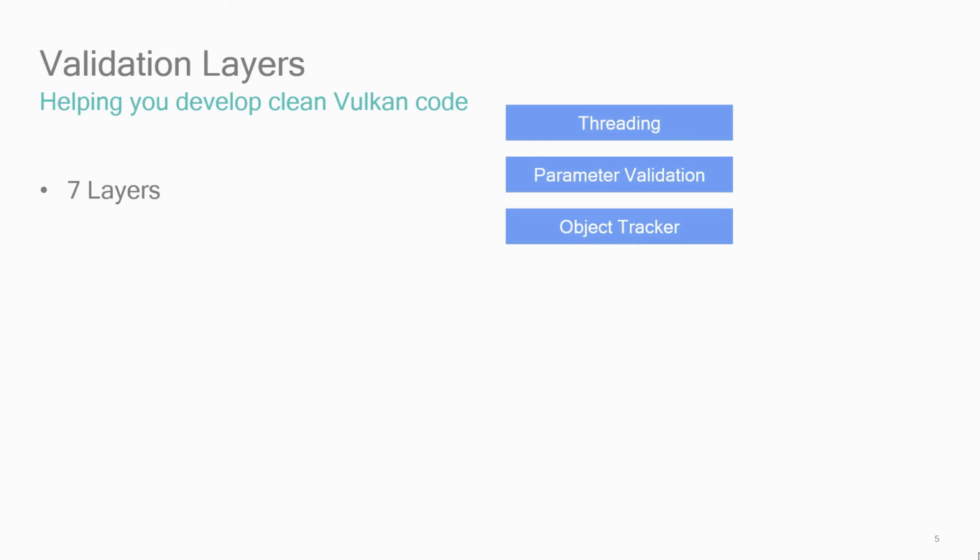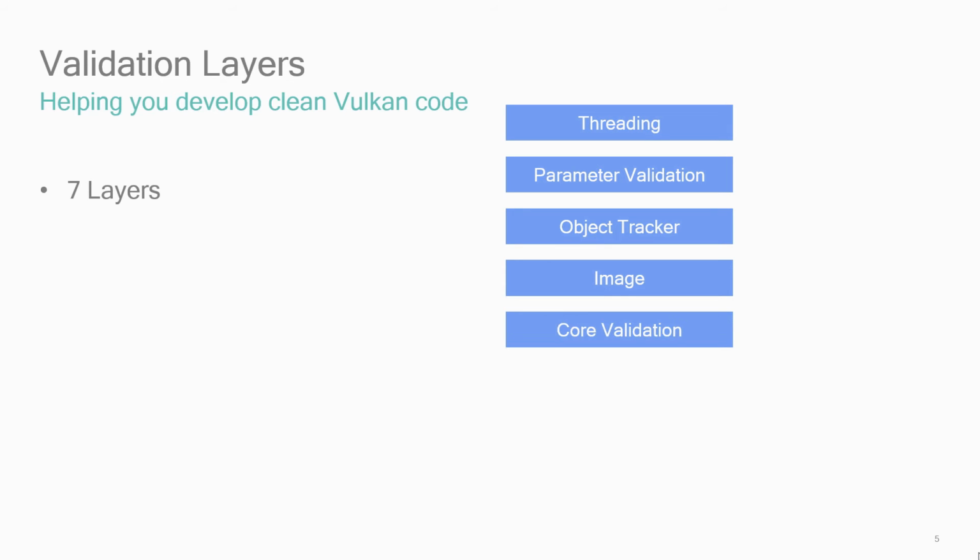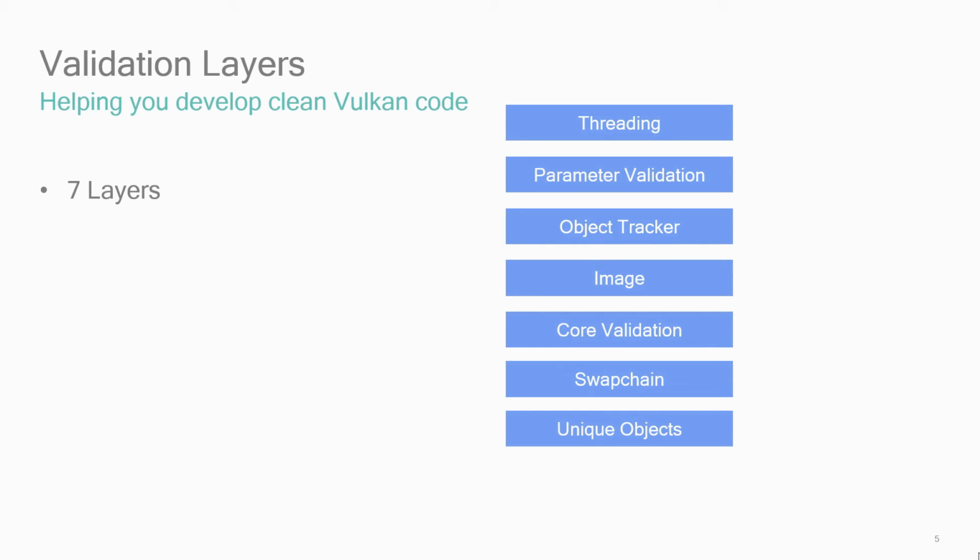Object tracker validates objects for correctness and proper creation and lifetime, useful detecting memory and resource leaks, like trying to access an object after it's been deleted. Image validates items related to the image generation and usage. Core validation. This is the main layer for validation and covers a number of detailed areas, including the draw state, shader checker, memory tracker, device limits. Swap chain validates swap chain related API calls. Unique objects remaps the object handles to enforce that they are unique.